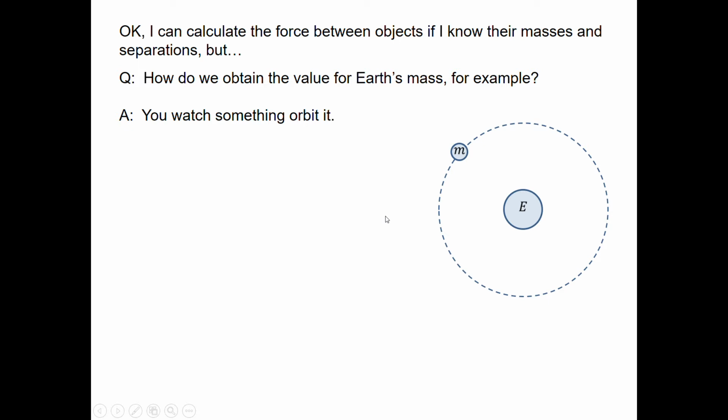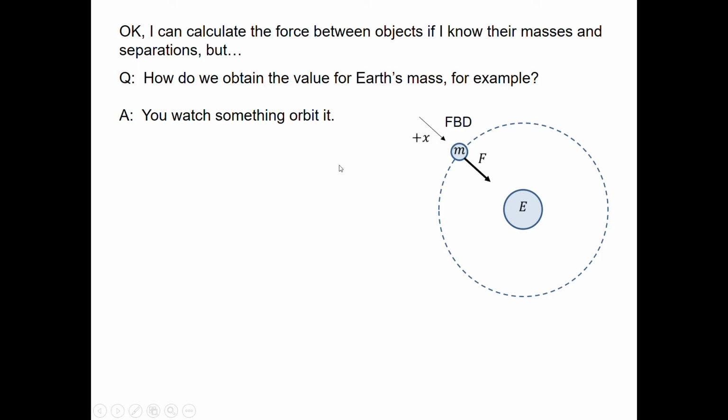Well, the answer is if you watch something go around it, you can back out what the mass of the object that is being orbited is. So what goes around the Earth? Moon does. So I don't know if this is supposed to be m for moon, or m is the mass of the object. I think it's just the mass of the object. So here's an object of mass m. It's really moon going around Earth.